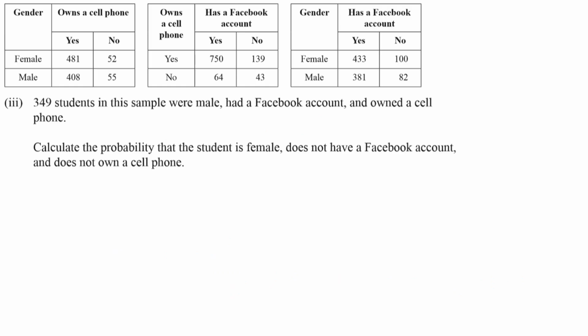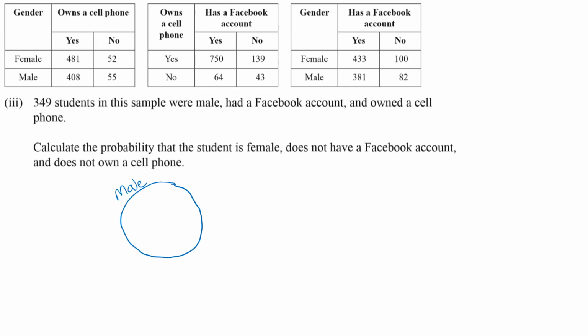And the last part of this question is asking us, given the information that 349 of the students here were male, had Facebook and a phone, then what's the probability that a female doesn't have Facebook and doesn't have a phone? Now, there's a lot going on here, so we want to try and simplify that information. We've got 3 things that we're looking at: gender, Facebook, and cell phone. So we can set this up as a Venn diagram with 3 circles on it.